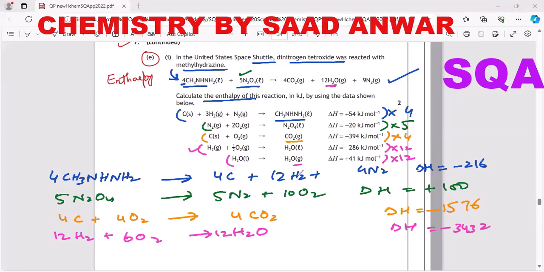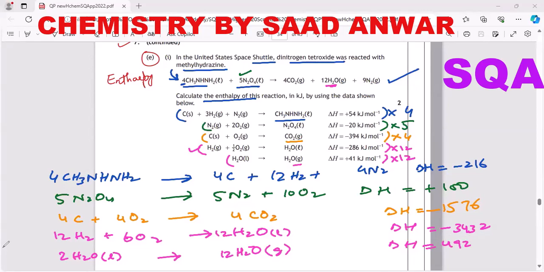Now, guys, when you multiply the bottom equation by 12, it will be 12 water molecules, the liquid, giving 12 gaseous water molecules. So this would be equal to 41 times 12, so it equals 492.